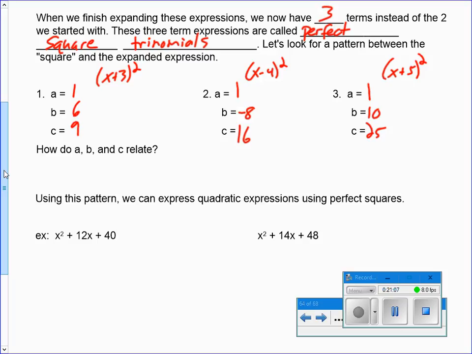Alright, so look at how do a, b, and c relate? Well, if we look at all of these, b is twice that number in parentheses. That b number is going to be double the number we have in parentheses originally starting out. If you notice, c is actually that number squared.